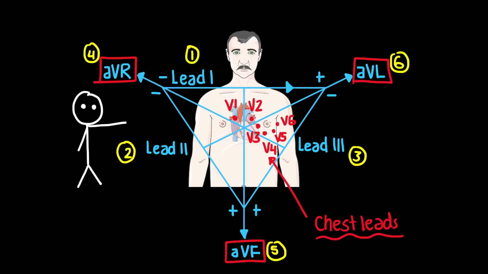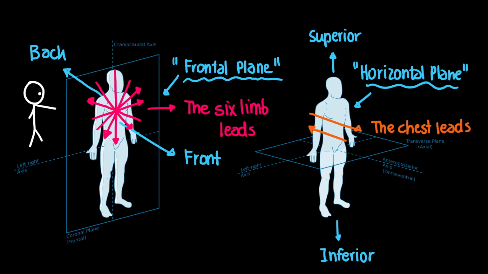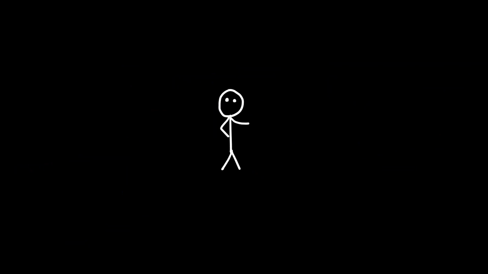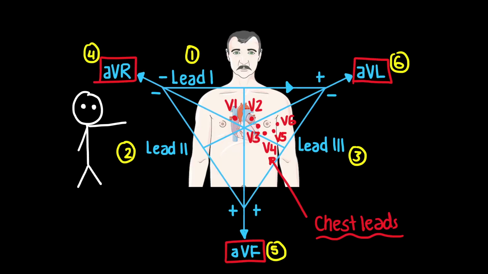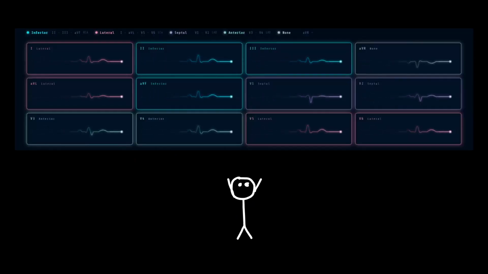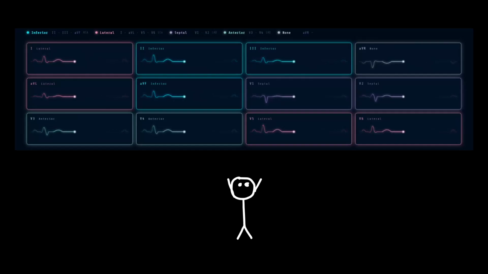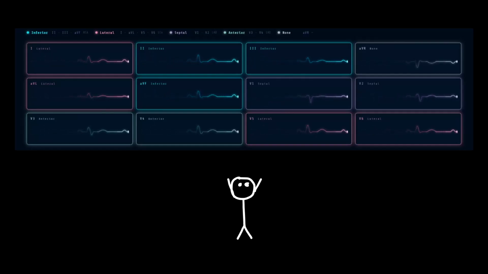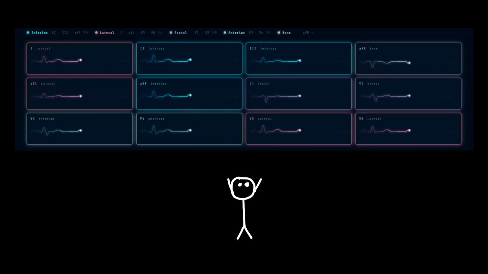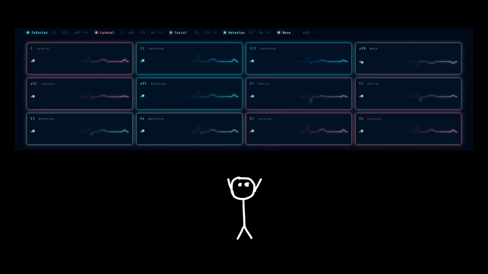12 leads and 2 planes. 12 windows around the same heart. But windows are only useful if you know what they are looking at. And right now, you don't. You know that the leads exist. You know where they sit. You don't know yet which part of the heart each one is watching. That's what this lecture is about. The map. And why it changes everything.